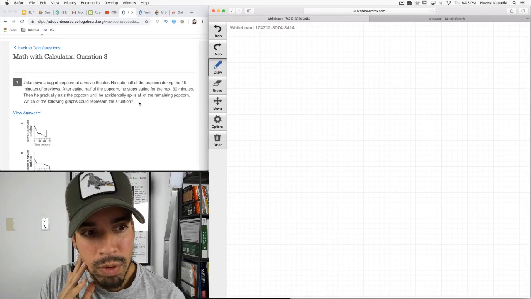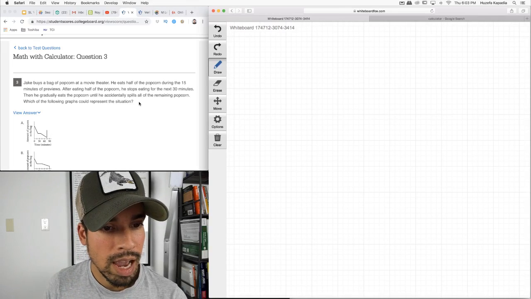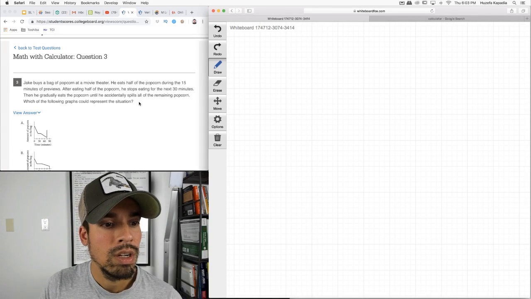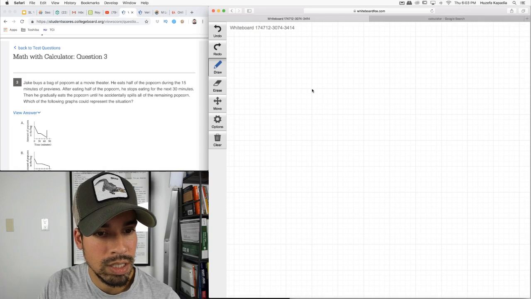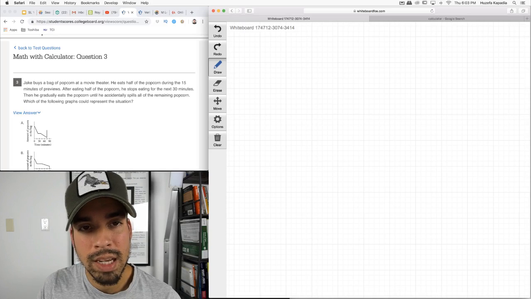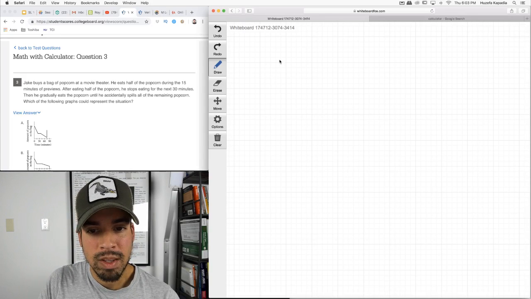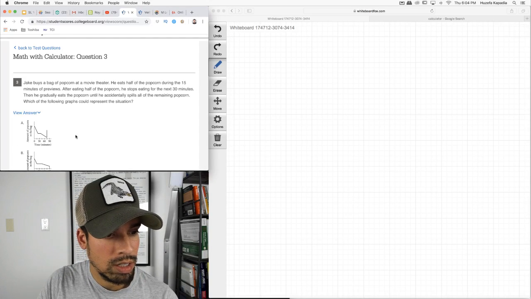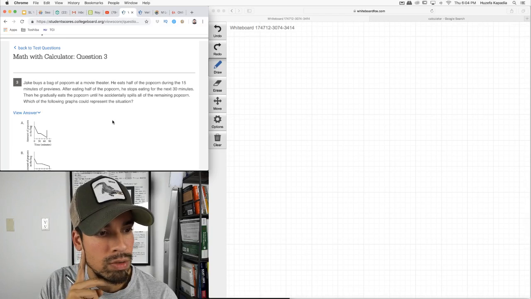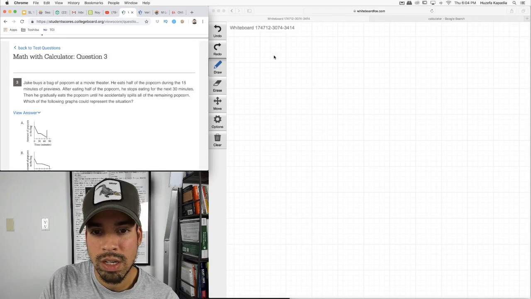Jake buys a bag of popcorn at a movie theater. He eats half the popcorn during the 15 minutes of previews. After eating half the popcorn, he stops eating for 30 minutes. So check this out. We're trying to paint a picture with the graph. You can see the amount of popcorn and then time. Then he gradually eats the popcorn until he spills all the remaining popcorn. So I can show you what's going on.